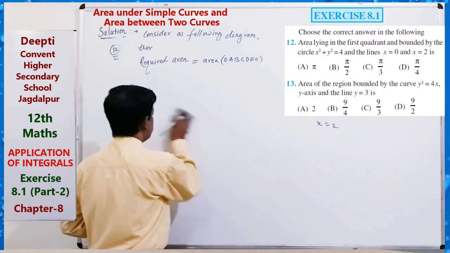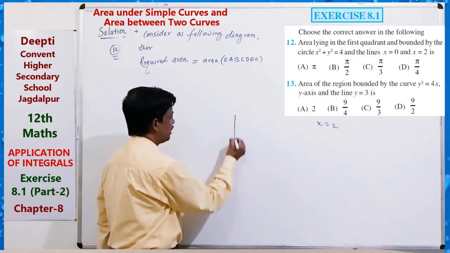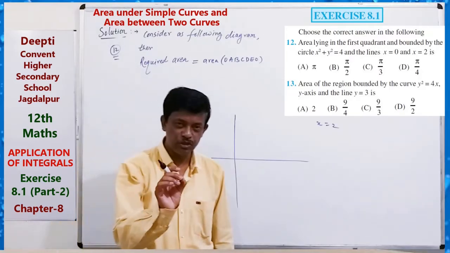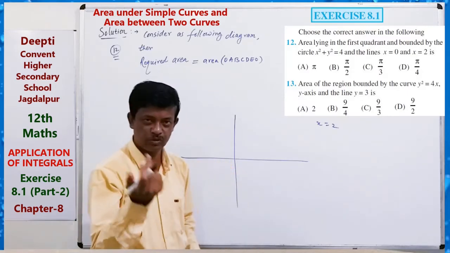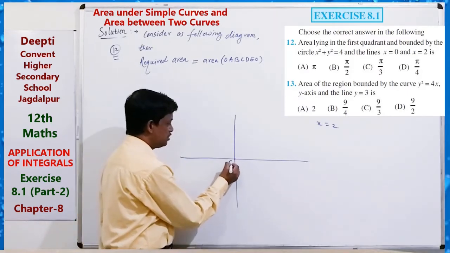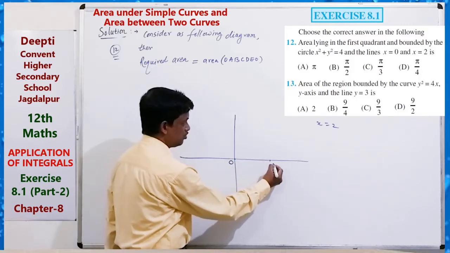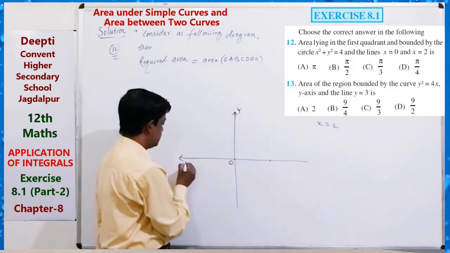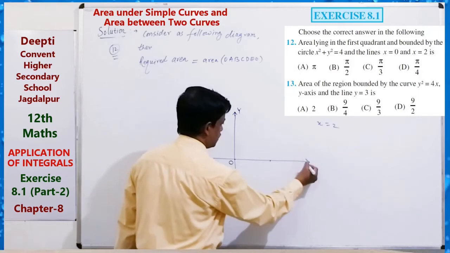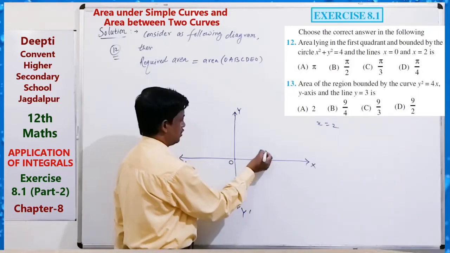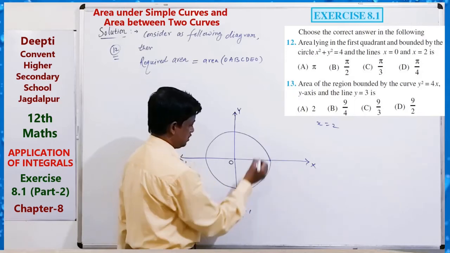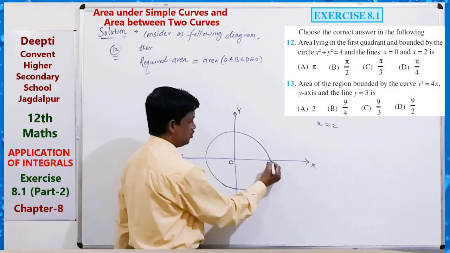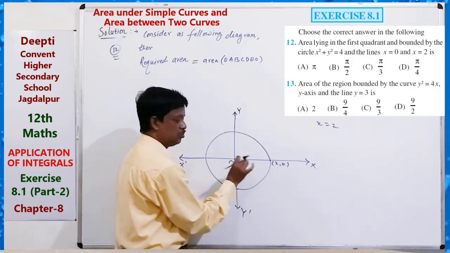Very simple. First of all, we can draw the diagram. This is what? A circle with center 0, 0 and radius 2, since 4 means 2 square. O is the center and radius is 2. If this is the y-axis and x-axis, then we have to draw a circle with radius 2. That is 2, 0. This value is 2.